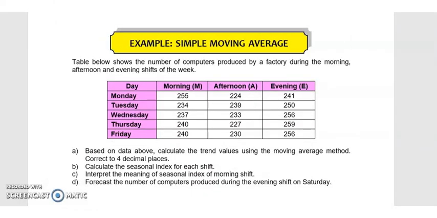Okay, now look at an example for simple moving average. So recall when to use simple moving average: when the number of terms or the time is odd. Odd, for example 3, 5, 7 and so forth. Okay, so here we have data about the number of computers produced by a factory during the morning, afternoon and evening shift of the week. If you look at this data, we have days from Monday to Friday. So if you calculate, there are 5 days, right?